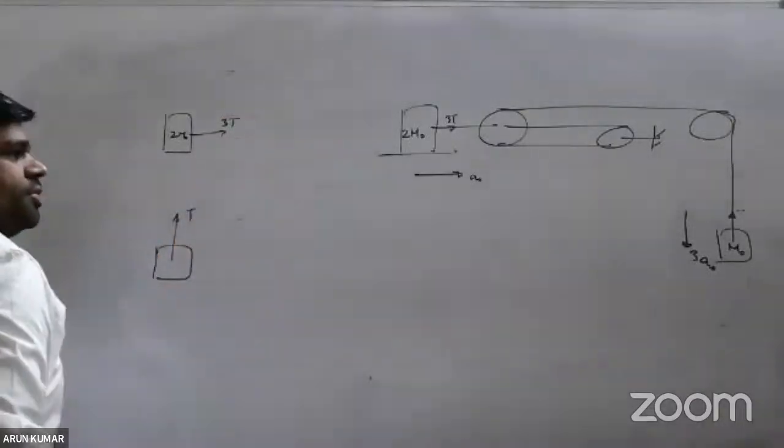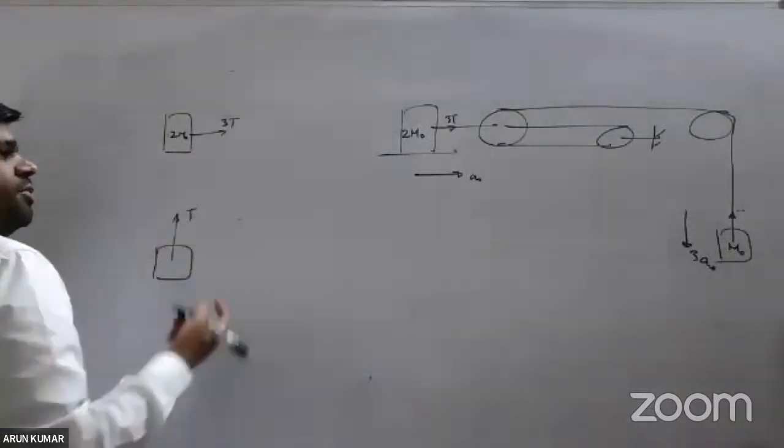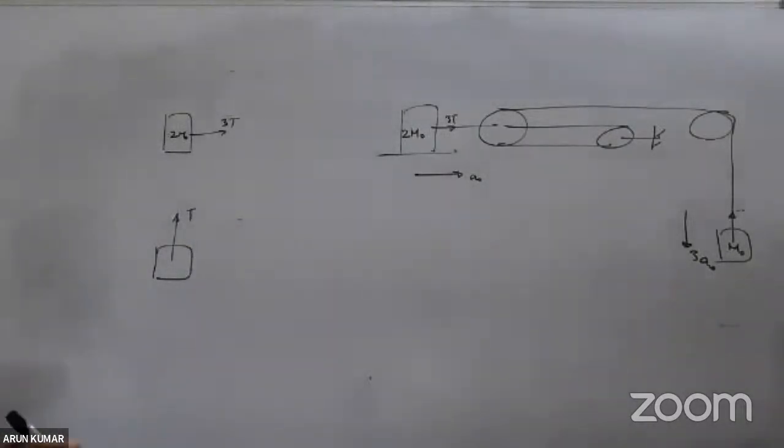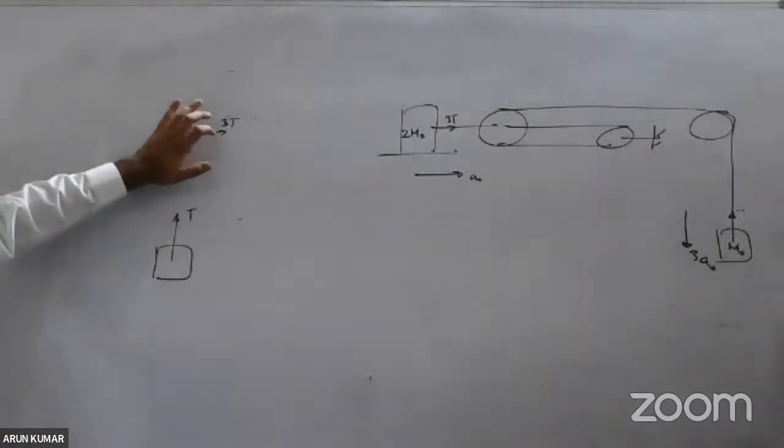If this is T, this is 3T. If this is T, this is T by 3, that's all. Because T by 3 is difficult to handle. Difficult to cross multiply. You will have to cross multiply and everything. That's why I'm considering this to be T and this to be 3T.